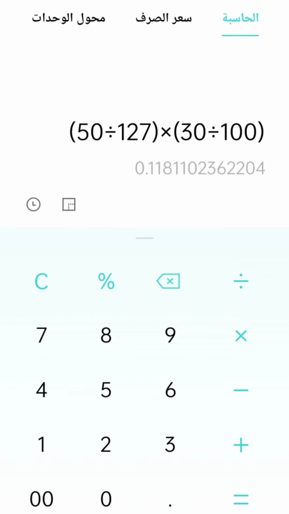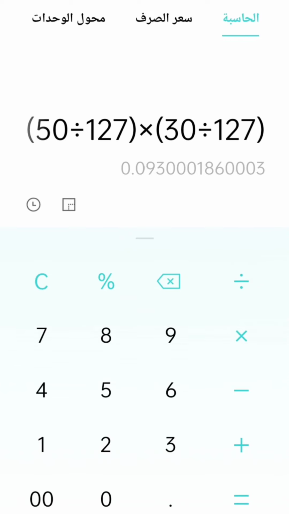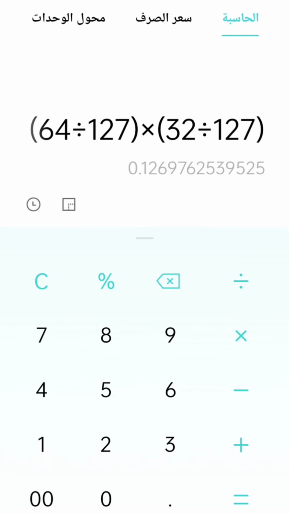The first one gave me a ratio of 0.118. The second one gave me a ratio of 0.093. And the third one, I changed the left gear and the ratio went up again to 0.119. So I tried to change the 30th gear to 32, and then I reached this ratio, which is good for me.